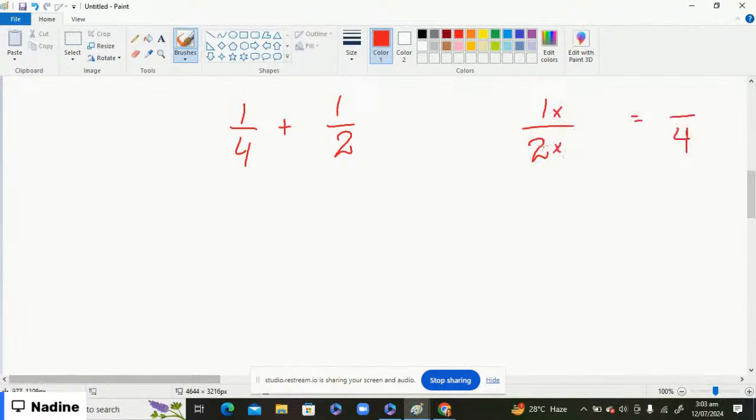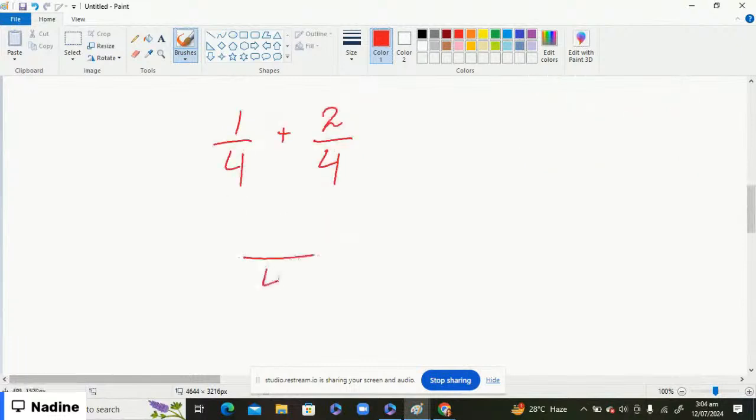What we do for that is multiply and divide, because 2 times 2 is 4 and 2 times 1 is 2. So in place of 1 by 2 we put 2 by 4. So here is 1 by 4 plus 2 by 4. Now you put only one 4 because both are the same, and add up their numerators. So 1 plus 2 is 3 by 4, and that is your answer. Understand? This is the way to solve this question.